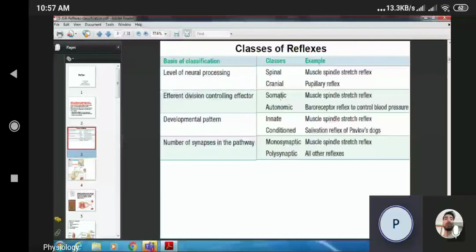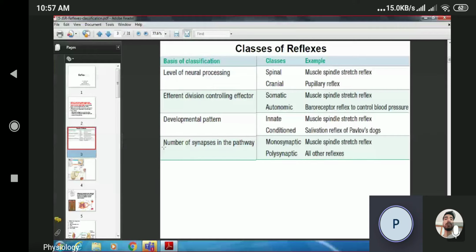Muscle spindle reflex and autonomic reflex. The example is the baroreceptor reflex to control blood pressure. Now, depending upon the developmental pattern, reflexes are classified into innate reflex and conditioned reflex. An example of innate reflex is the muscle spindle stretch reflex. The conditioned reflex is the salivation reflex of Pavlov's dogs. This is an example.